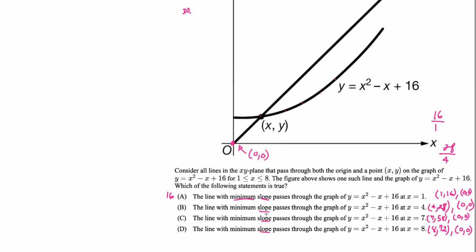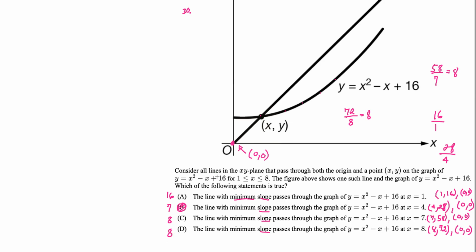28 over 4 simplifies to 7. And then 58 over 7 simplifies to 8. So this is 8. And then the last one, 72 over 8, simplifies to 9. So by this logic, and this is correct, B will be the correct choice.